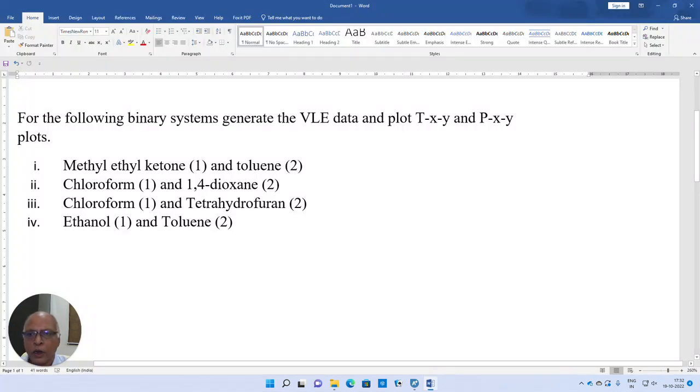Yeah, good morning. In this session, I would like to deal with doing some vapor liquid equilibrium calculations such as plotting Txy and Pxy diagrams. There are only two possibilities to determine this information, either by experimentation or by using thermodynamics.